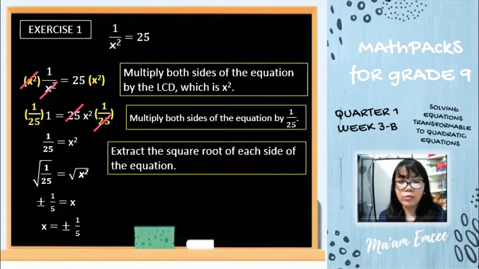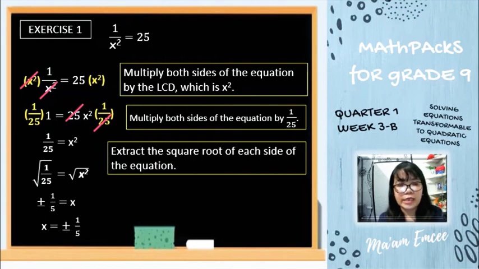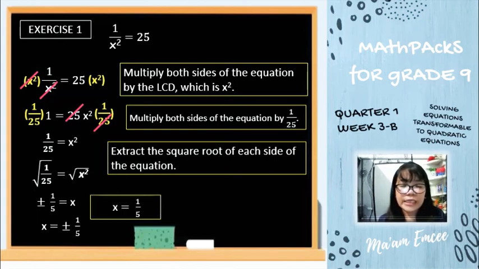Or we can switch their places. So we can place x on the left side and the positive negative 1 over 5 on the right side through the symmetric property. So x now is equal to positive negative 1/5. So x is equal to positive 1/5 and x is equal to negative 1/5.